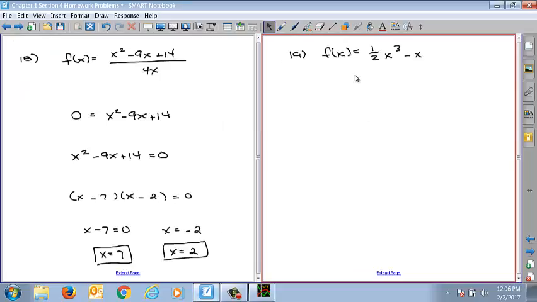Okay, number 19. So if you have a polynomial where the constant term does not exist, so I don't have like plus 5 or minus 10, the first thing you want to do is factor out x. So you'll get x times, actually you could factor out a half x. And what that would leave is x squared minus 2x, x squared minus 2. The reason I did that is so that the coefficient in front of x squared would be 1.